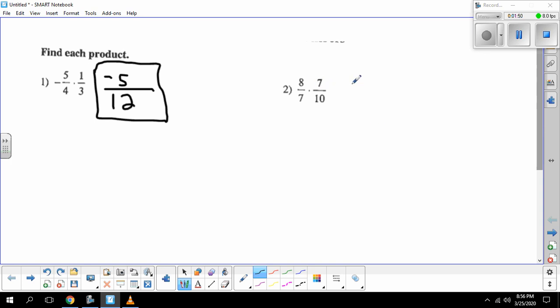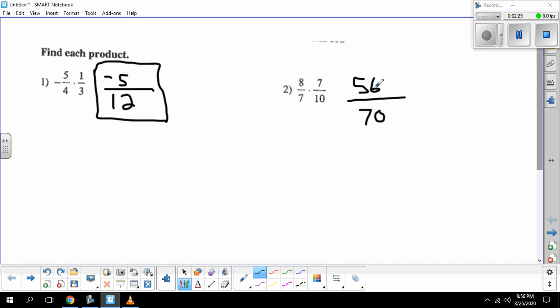8 times 7 would be what? 56. Okay, that's going to be over 7 times 10, so it'll be 70. Okay, so is there a number that goes into both of these? What do you think about it? Well, we know the product of 8 and 7 gives you 56, right? So that means you know 7 goes into this number and 8 goes into this number. Well, you have a 7 in both your numerator product and your denominator product. So I know we can divide both of these by 7.